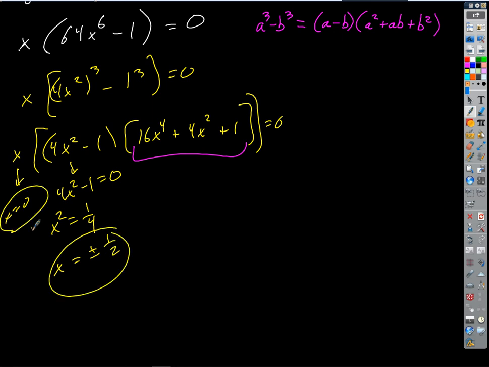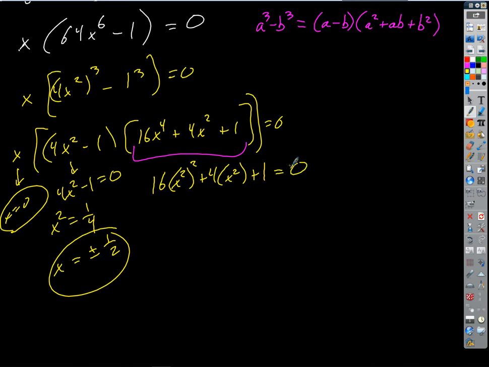So I get those pretty easily, but if I want the other solutions, that's kind of a mess, right? What can I do with that? I mean, it's a quadratic trinomial in packets of what? X squared. Right? I could think about this one as being 16x squared squared plus 4x squared plus 1, and that's what I'm setting equal to 0, right? That's not going to factor.